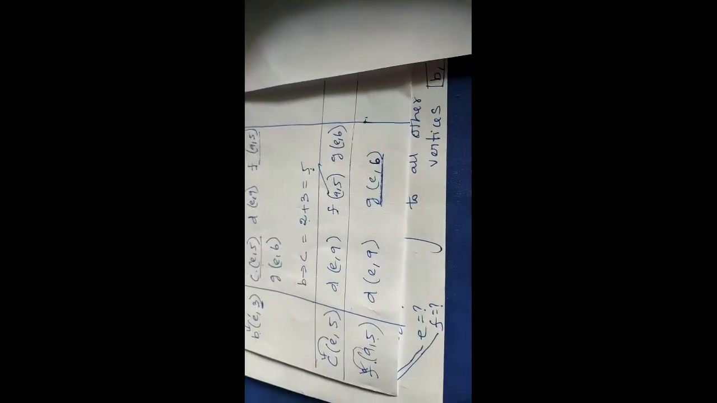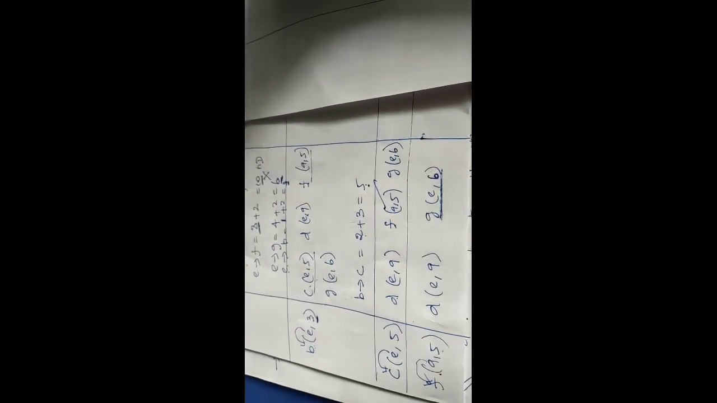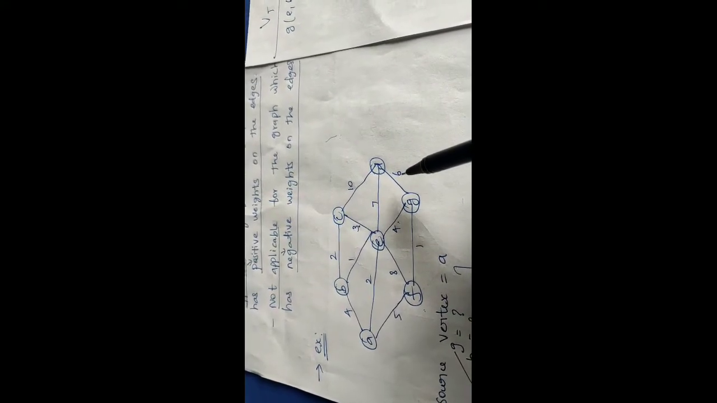What is the remaining vertex I have? The remaining vertex I have is a single vertex, that is D. D has already been visited from E. Let us try visiting from G also. So G to D, from the given graph, let us check G to D. G to D I have a direct path with the distance 6.